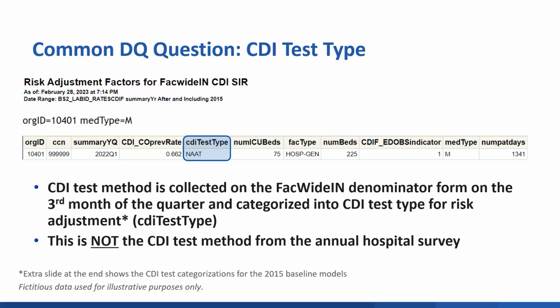Another common question we get about CDI test type is that there is a CDI test method question on the annual hospital survey. That is not the CDI test type that is used in your CDI SIR calculation. The CDI test type that's used in your CDI SIR calculation is the one that's reported on the MDRO CDI summary form. Next slide.